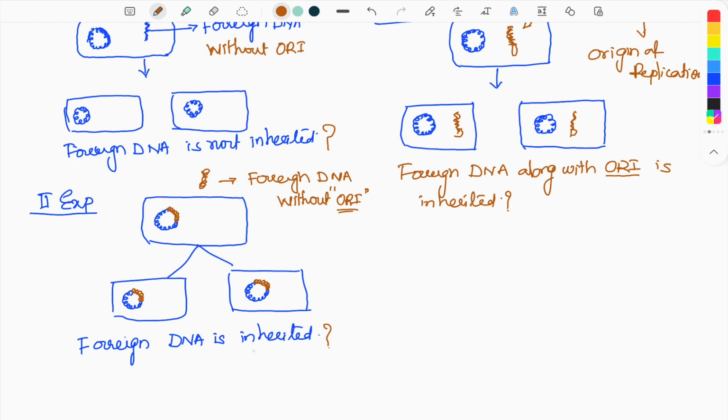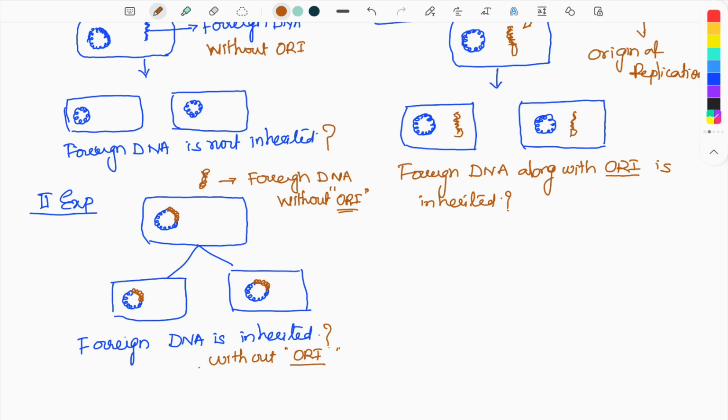Yes, why is it inherited without ORI? Remember, the main important point you have to understand here is that ORI is not present with the foreign DNA, but the foreign DNA is integrated with bacterial DNA which is having ORI. Hope you have understood. In the second case, the foreign DNA is not with ORI, but it is integrated, attached to bacterial DNA that is with ORI.